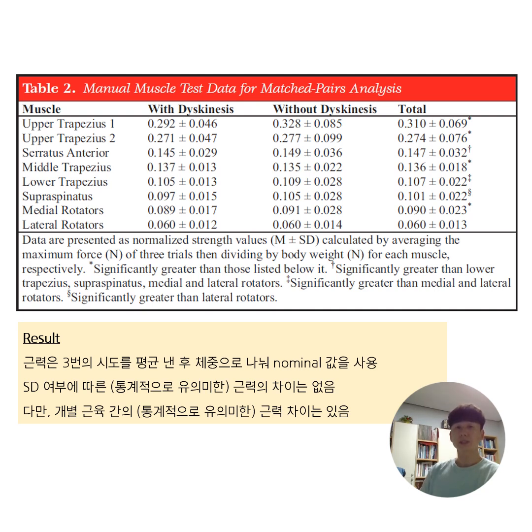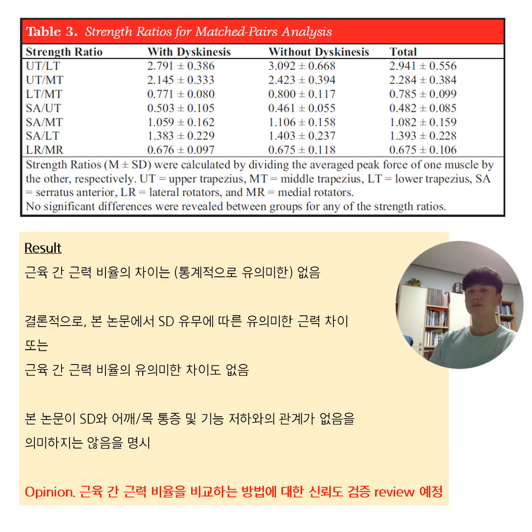With or without SD did not significantly affect the strength. Only the comparison between muscles, comparing one muscle with the other muscle strength, was significantly different. Strength ratio did not show any significant differences between any of the groups. However, this study provides an interesting idea about comparing strength ratio between pair-matched muscles.